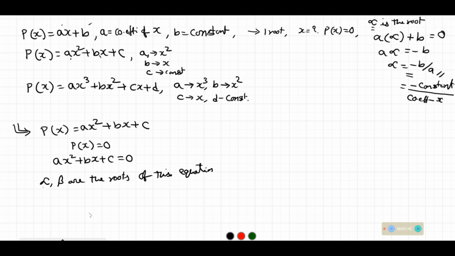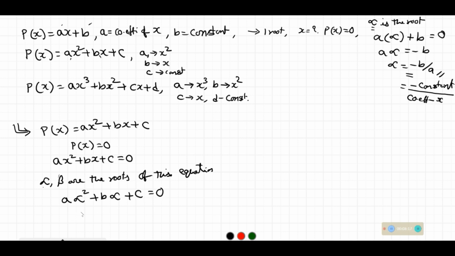Okay, what does that mean? When you substitute alpha into that equation, it satisfies completely, which means it will become 0. And if you put beta into that equation, then it will become 0. Okay, I'm substituting alpha into this equation. Then what do we get? a into alpha square plus b into alpha plus c is equal to 0.